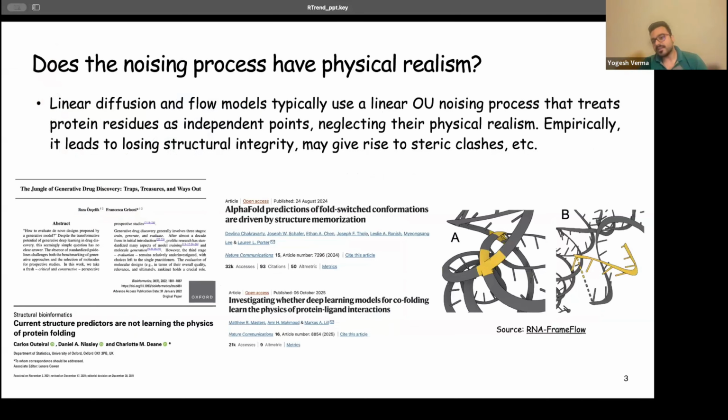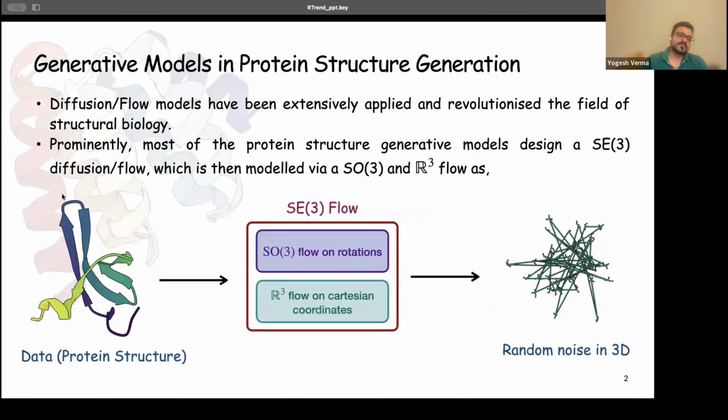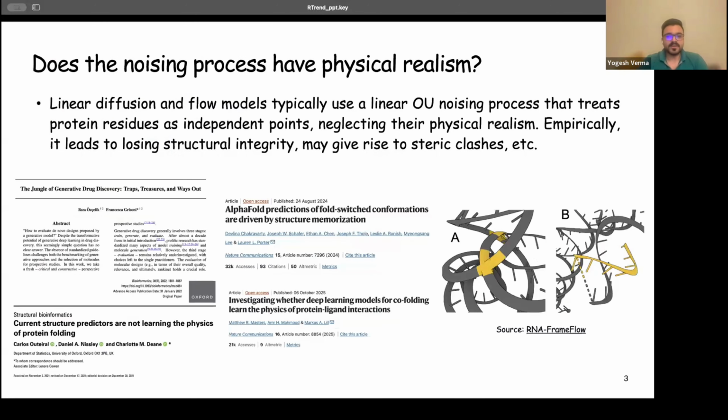Empirically, it has been seen in numerous papers across the literature that this loses structural integrity. If there is a big protein structure, there is a correlation between subsequent residues, but now they are completely moving into a disconnected soup of residues. It has been observed in many papers that this can lead to disconnected chains and steric clashes. Can they even learn the physics of protein folding, or how the switches happen? There is also memorization and other issues.